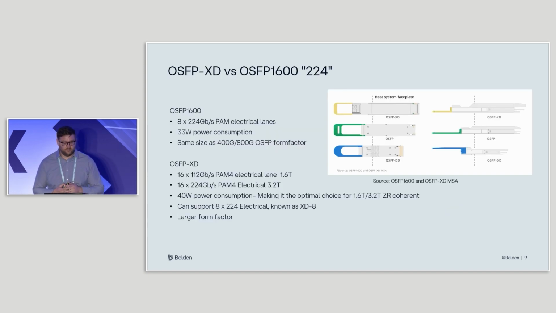So the major differences between the three form factors here, the QDD, the OSFP and the OSFP-XD, is that the OSFP 1600, with the 224 200 gig electrical lanes, has less power consumption but more thermal capabilities. It has an internal heatsink, whereas the QDD version does not. It relies on the host platform to do that. So what typically happens is OSFP is the first generation of 800 gig or 1.6, and then QDD is the next one that comes after.